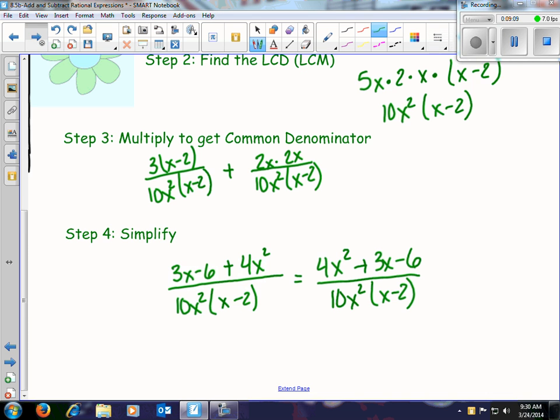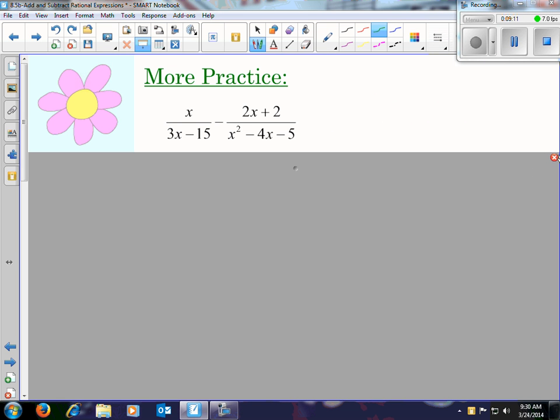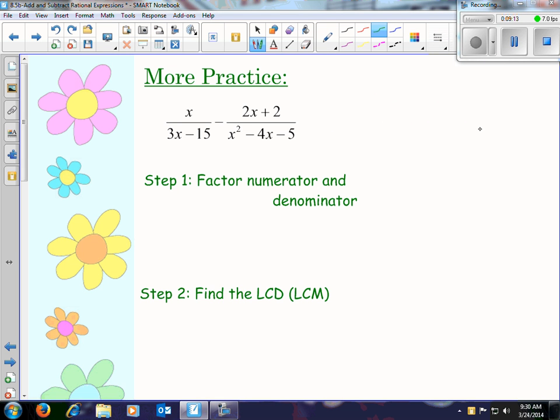Now let's do the last example, and then you're going to have one to practice with on your own. So I have x over 3x minus 15 minus 2x plus 2 divided by x squared minus 4x minus 5. Now, step 1, factor numerator and the denominator. So I can't factor this, so I have x divided by, and I can take 3 out of this one, so I have 3 times x minus 5.